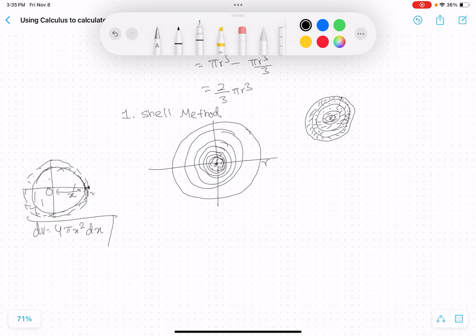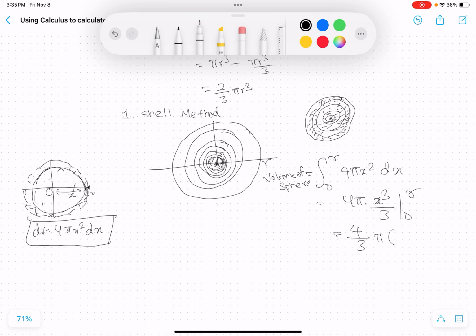Now, using that, we are going to add all the volume elements from 0 to r. For every radius we find this volume element. If we go from 0 to r adding every volume element, we get the volume of the sphere. That will just be 4 pi times the integral of x squared dx, which is x cubed by 3 from 0 to r. That gives us 4 by 3 pi r cubed minus 0 cubed, so the volume is 4 by 3 pi r cubed. This was pretty simple because we already used another standard formula.